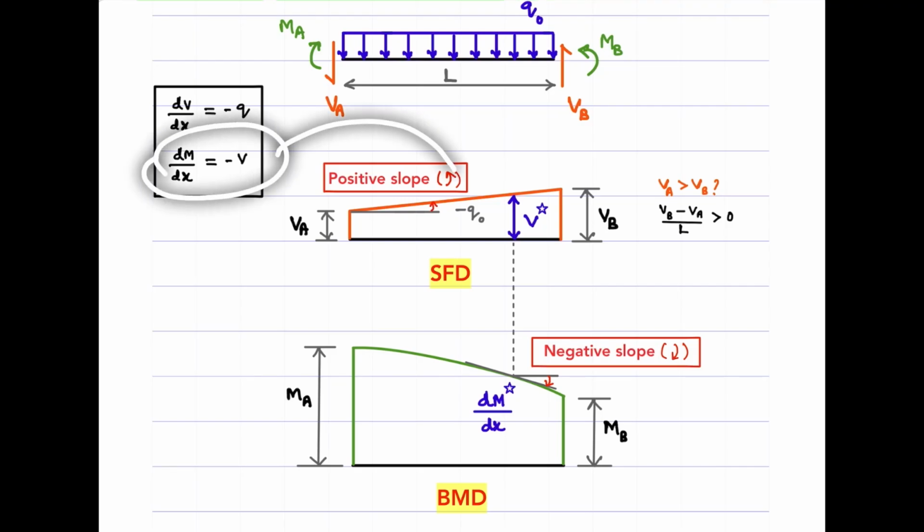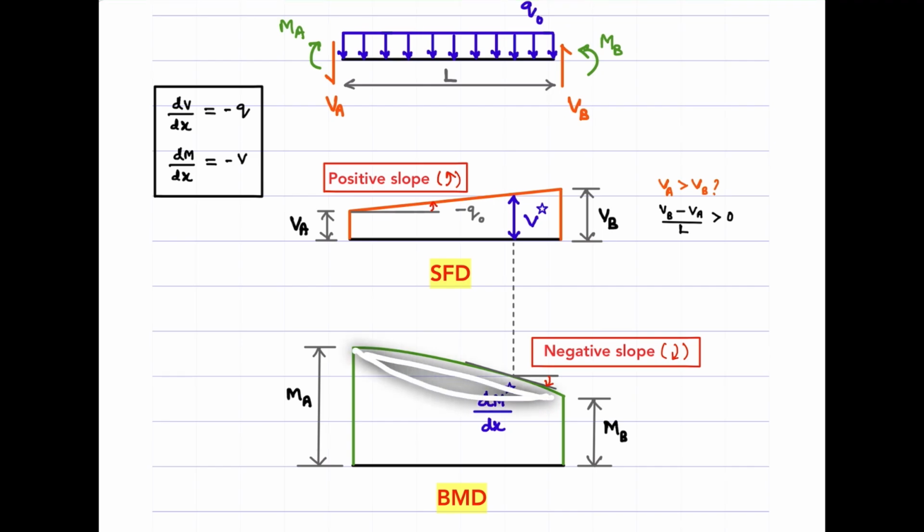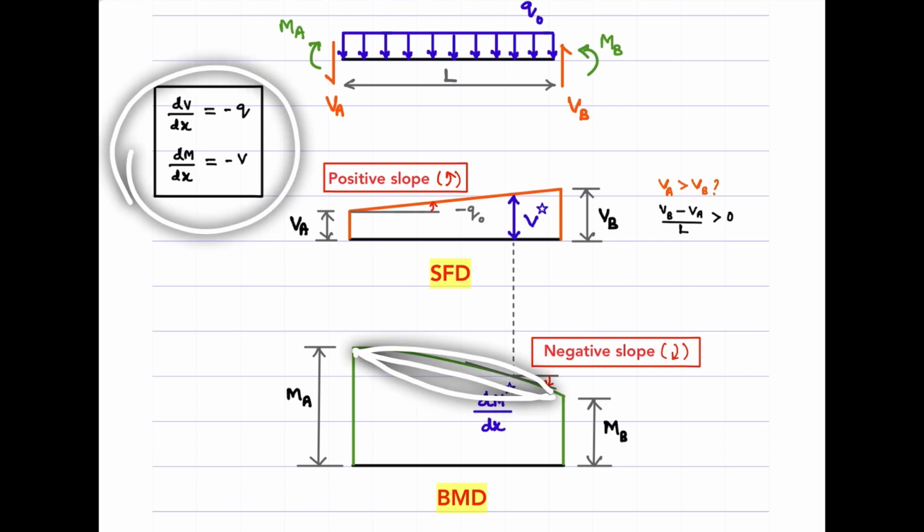Okay, that's what this expression reads here. We see that it's constantly matching. So that's the way we see what the trend should be. That means whether I should draw it like this, or should it be a straight line, or should it be this. So you can use this expression to relate the SFD to the BMD.